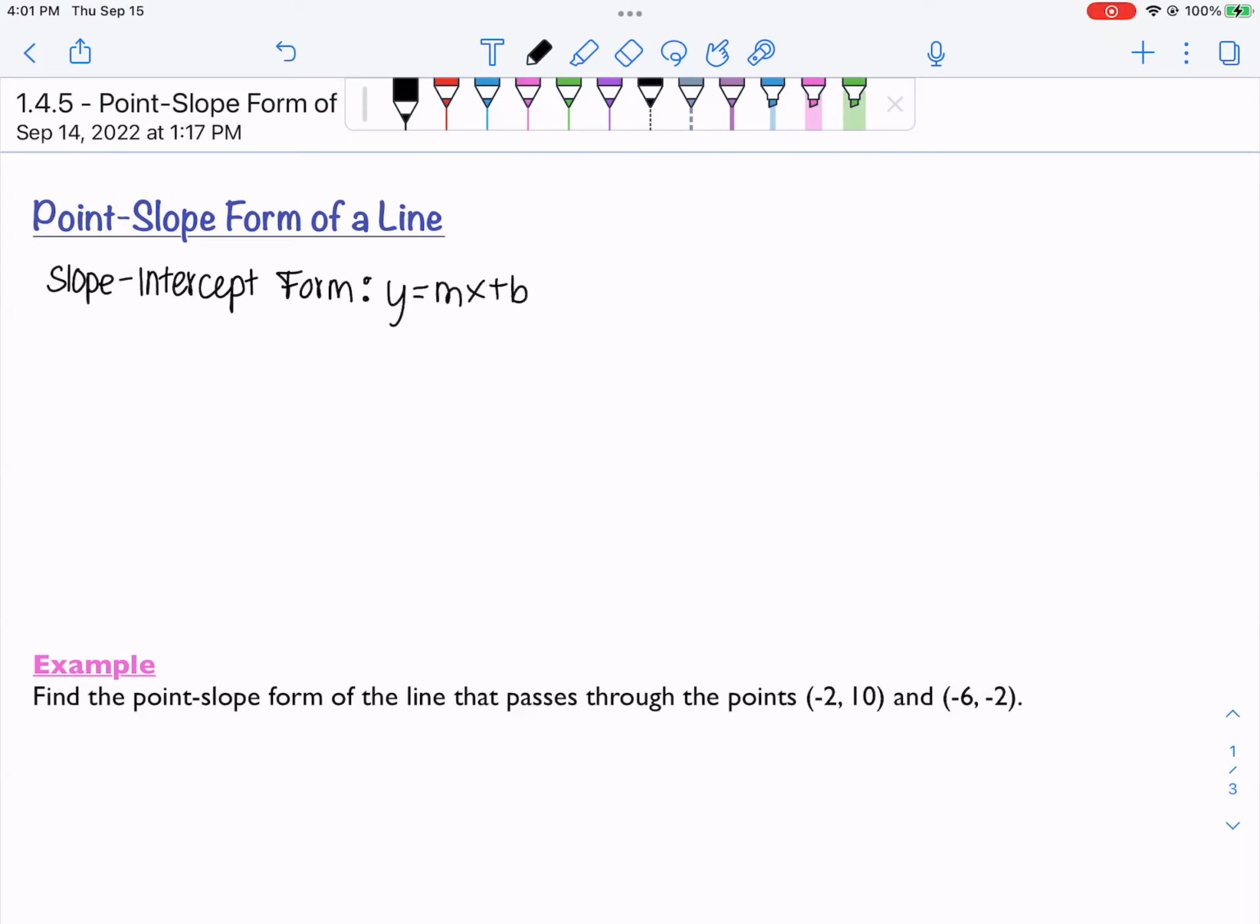I said also in another video that there was the general form of a line, which I don't really like to talk about too much. I think of it more as intercept form of a line. But the really big other form of a line is this point-slope form of a line.